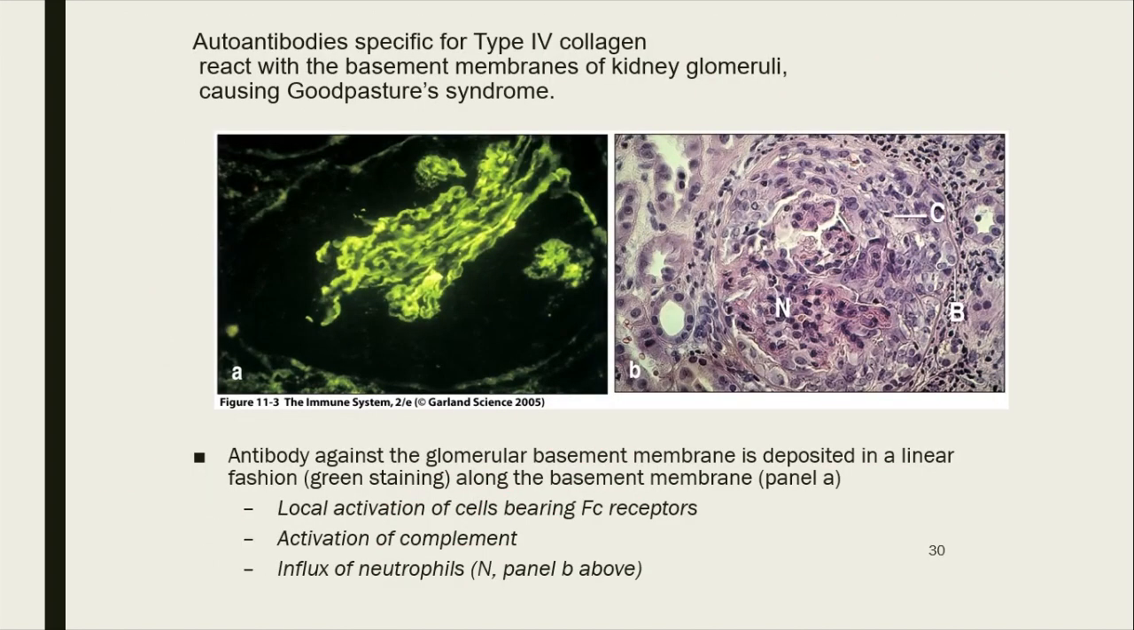So here is just a figure illustrating these green areas, showing how these antibodies are against the glomerular basement membrane. You don't need to know the very nitty-gritty details being listed here.